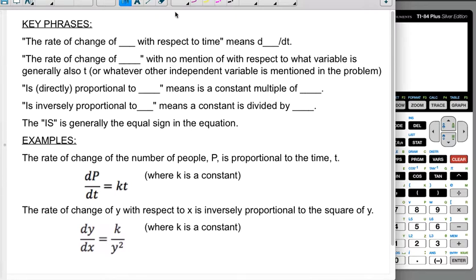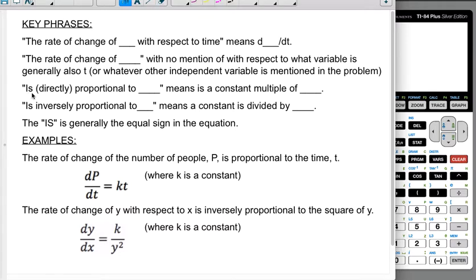So instead of time here, let's say it said something like the rate of change of the area with respect to the radius. If you saw that, it would be dA/dr. So there are different ways to see this, but that's the idea.